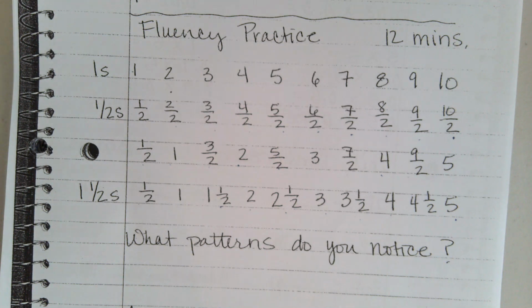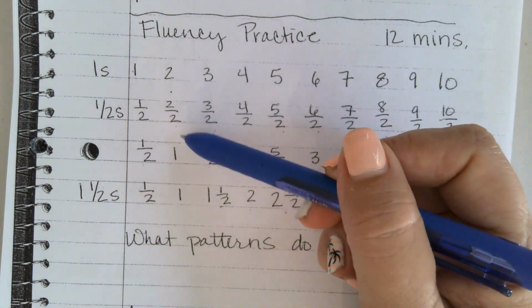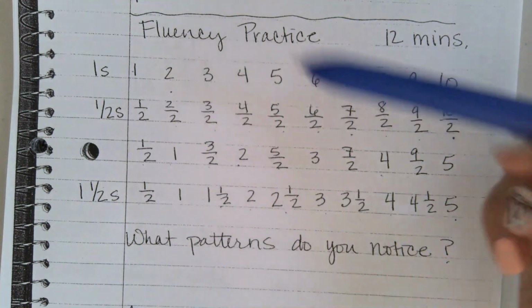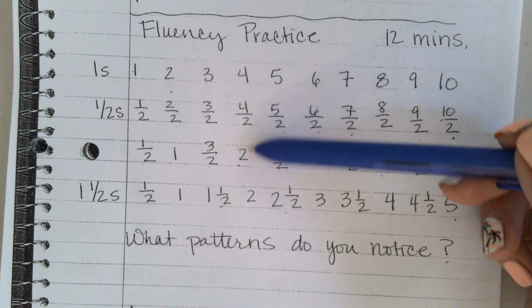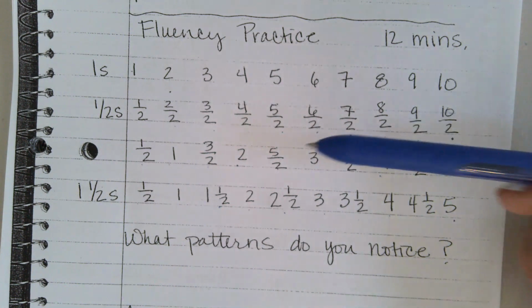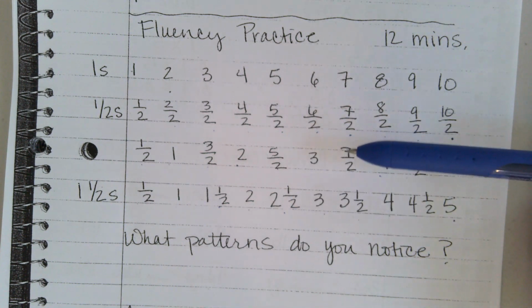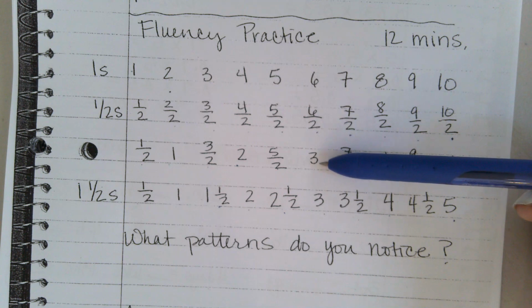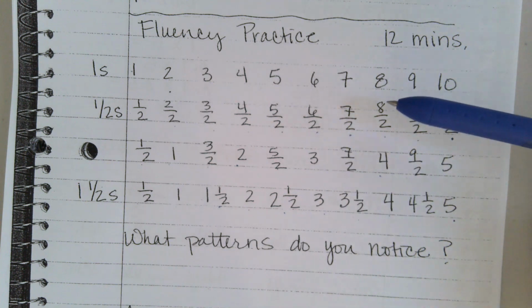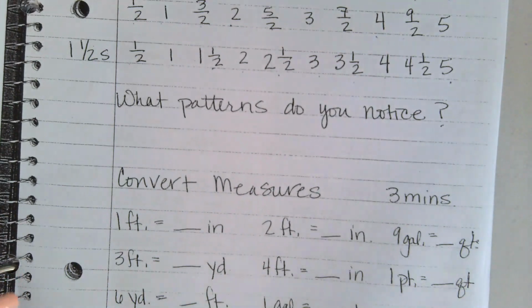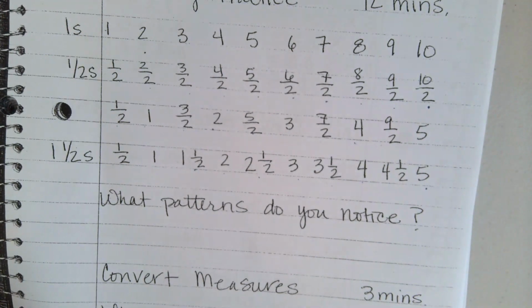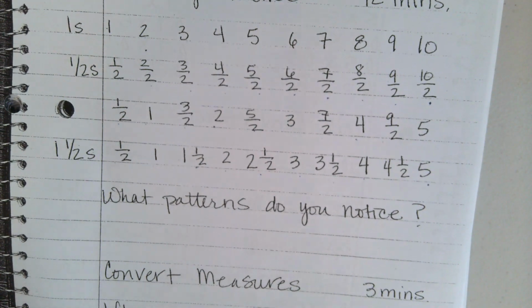Anything that kind of stands out to you? Starting at those halves, 2 halves are really 1 whole, the 3 halves become 1 and a half, 4 halves become 2, 5 halves become 2 and a half, 6 halves become 3, 3 stays a whole number. Do you notice any patterns within counting and going from halves to wholes?